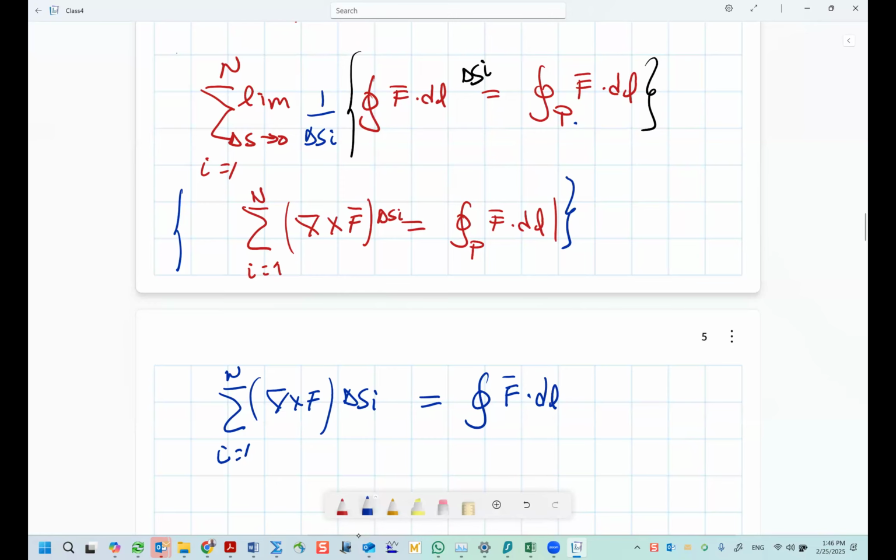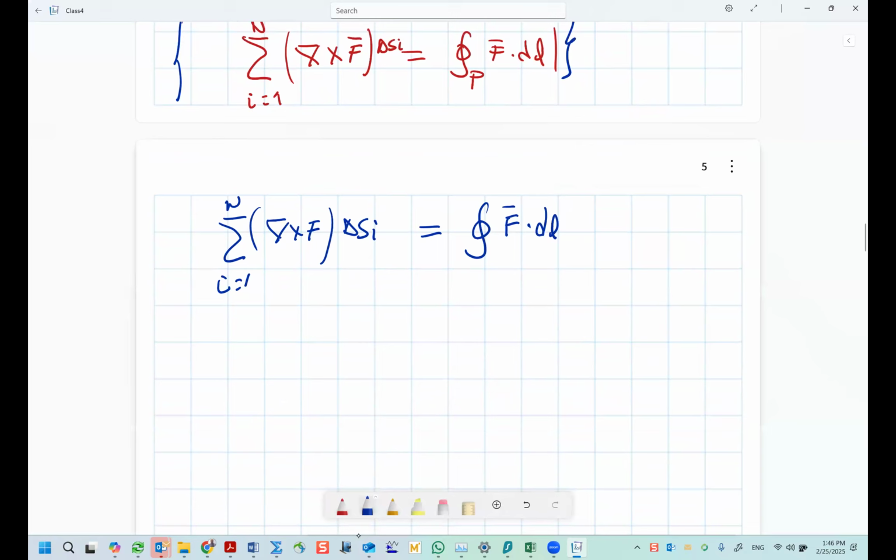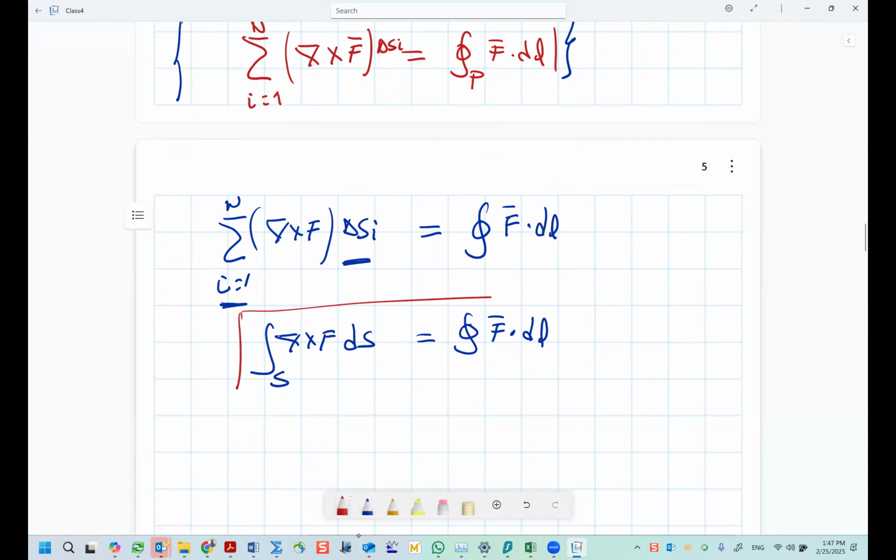So when we take the limit, it is like this. And then this integration over the whole thing is the surface integral of the curl of F dot dS, and it is equal to this equation. This is Stokes' theorem. So the surface integral, let me put it better here.